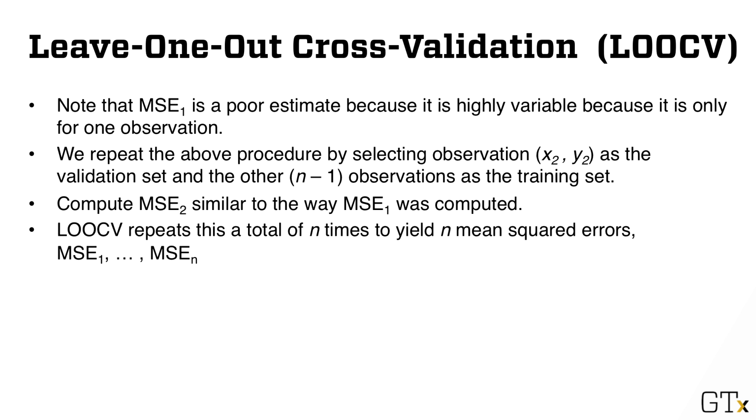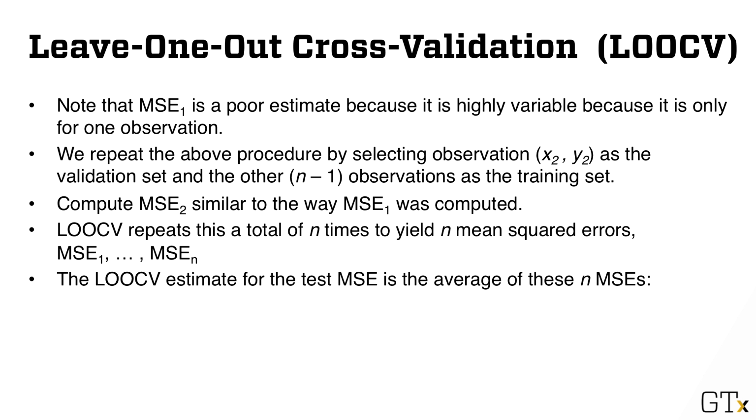LOOCV repeats this a total of n times to give us n mean squared errors, MSE1 through MSEn, and the estimate for the test mean square error is the average of these n mean square errors, given by this formula. It is 1 over n times the sum of these n mean square errors.